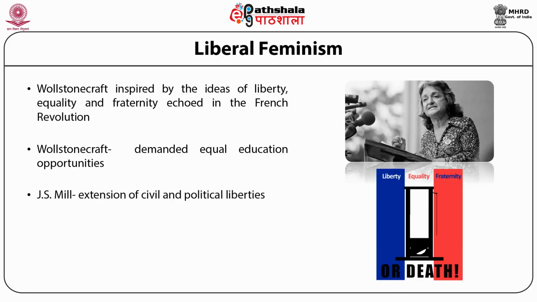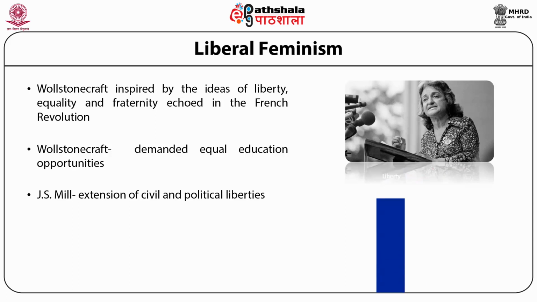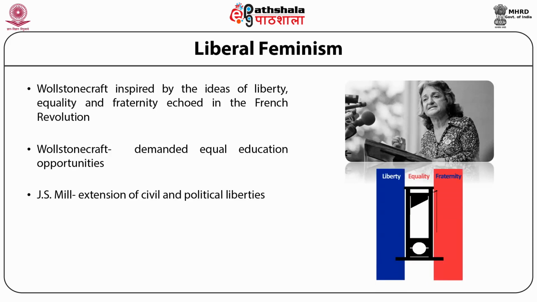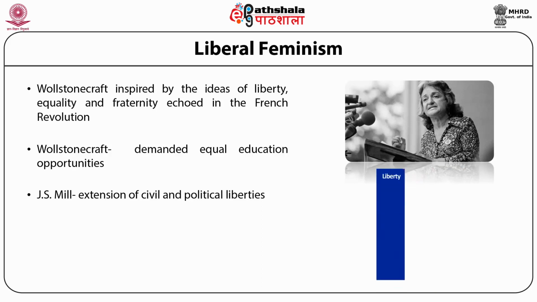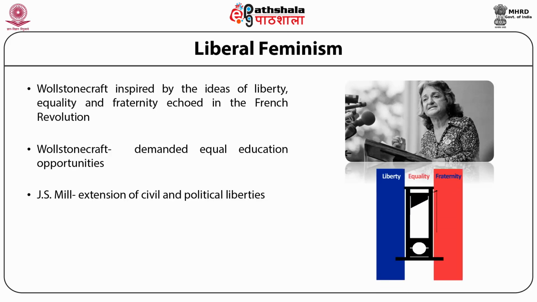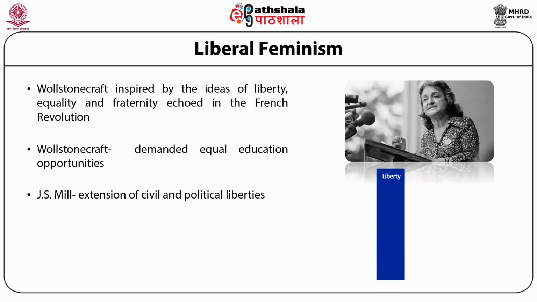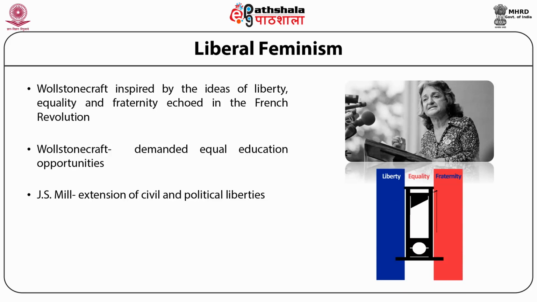John Stuart Mill talked about extension of civil and political liberties to women. As we know, the women's struggle took a long time to get political rights in some of the advanced countries of Western Europe like UK, France, and Germany. John Stuart Mill was one of the first and foremost political philosophers to have demanded civil and political liberties for women.